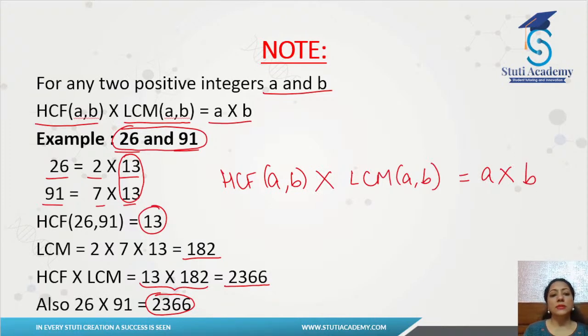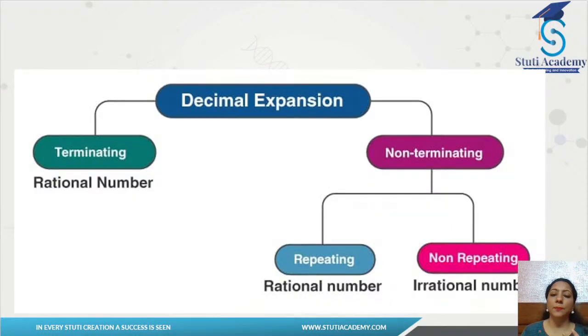Now we've also discussed the decimal expansion in the previous class. Decimal expansion means when we have a rational number, we know it can be written in P by Q form. It has two cases: whether it has a terminating decimal expansion or a non-terminating repeating decimal expansion. So this we did in class 9 also.